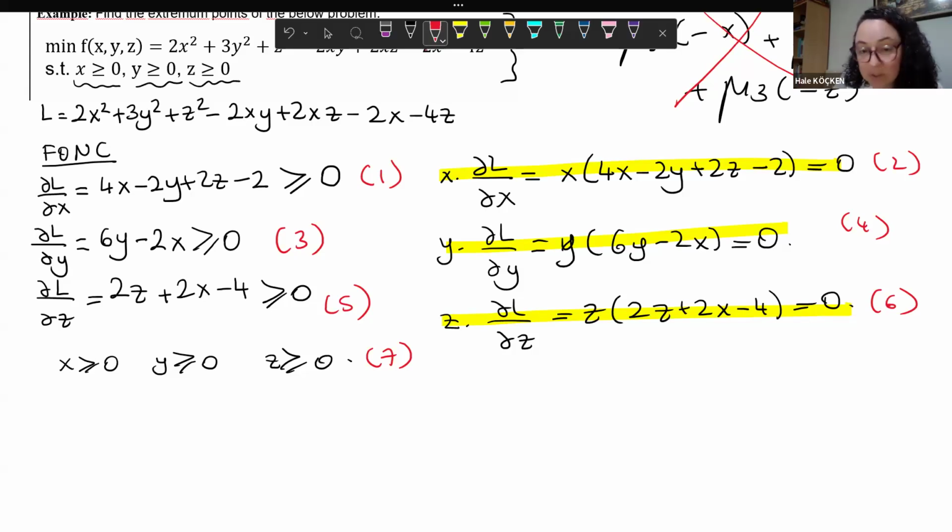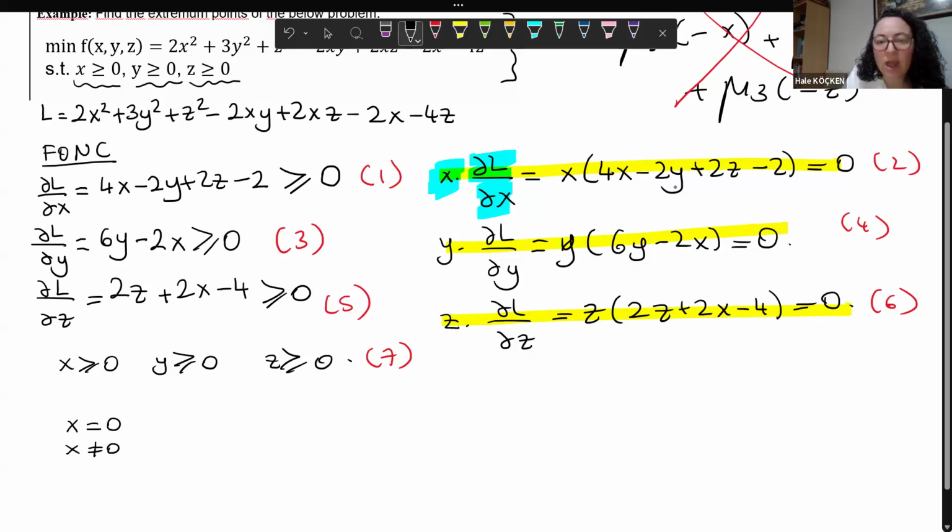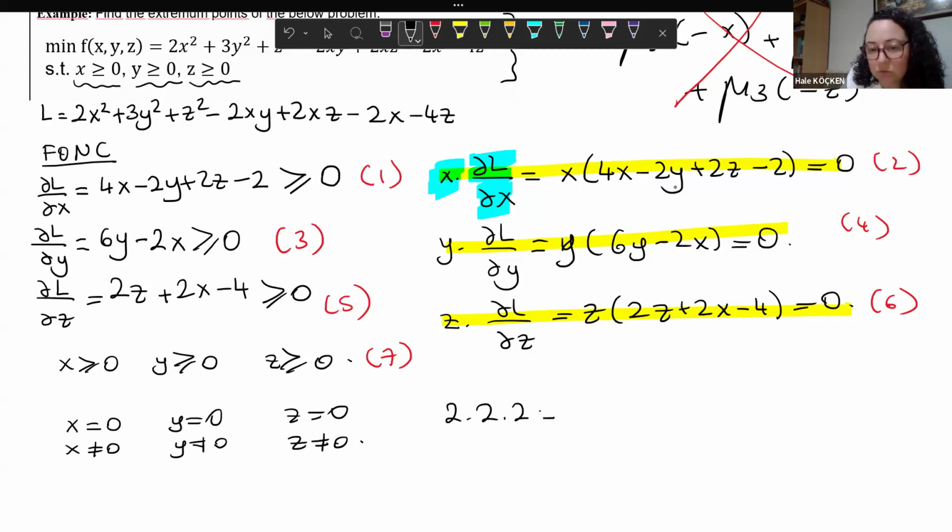What we do in complementary constraints is, I know that there are two factors here, one factor and the other factor. If two factors multiply to equal 0, then there are two options: x is 0 or the other is 0. We will analyze this based on x is 0 or x is not 0, y is 0 or y is not 0, and z is 0 or z is not 0. So there will be actually 2 times 2 times 2, 8 cases that we need to analyze.